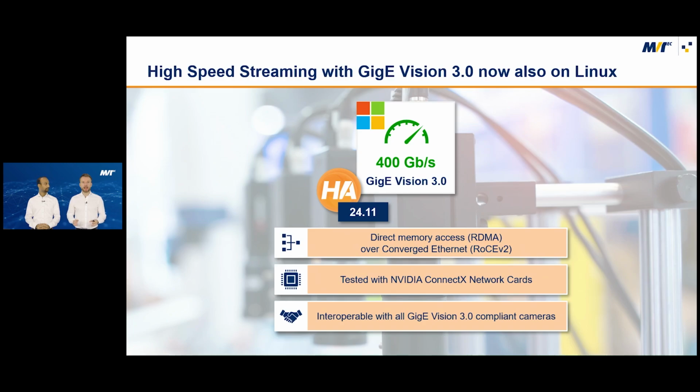So when you have really high resolutions and high frame rates, it supports direct memory access, meaning images are directly transferred from the camera to the memory of your computer, bypassing the CPU and reducing the CPU workload. This was with HALCON 24.11 for Windows, and now with HALCON 25.11 we are adding Linux support here. So for really high performance Linux applications we now have a better solution.